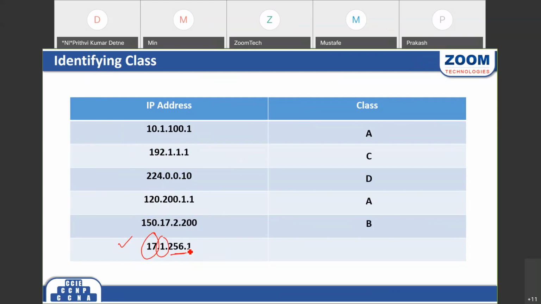17.1.256.1. So is 256 a valid IPv4 address? The maximum for any octet is 255 only, right? So 256 means it is invalid. See, all the guys here are concentrating only on the first octet. Don't do it like this. First read the complete IP address. First you have to find out whether it is valid or not. In this example, 17.1.256.1 is an invalid IPv4 address, right?